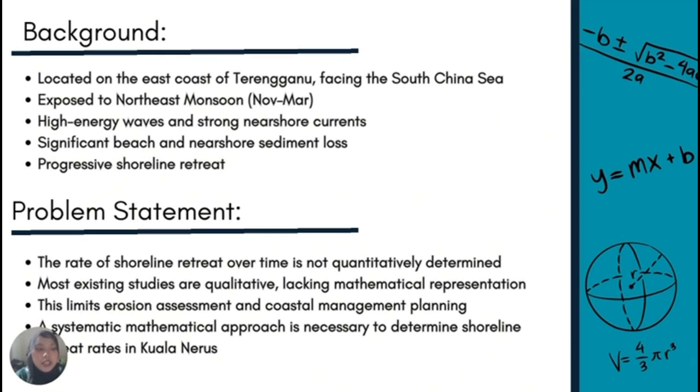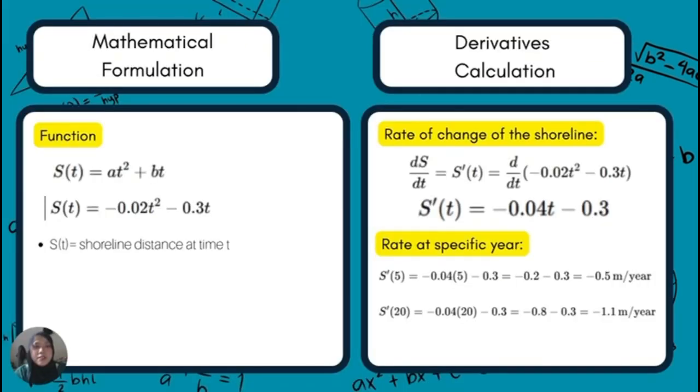The problem here is that the actual rate of shoreline retreat over time has not been clearly quantified. Most existing studies focus on qualitative observations and lack a mathematical model that explains how fast the coastline is eroding. Next, we move to the mathematical formulation.